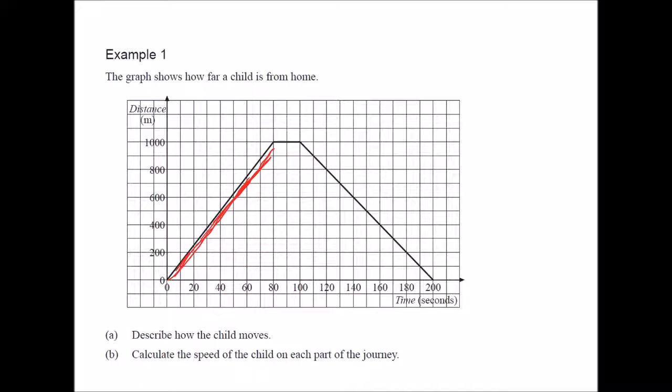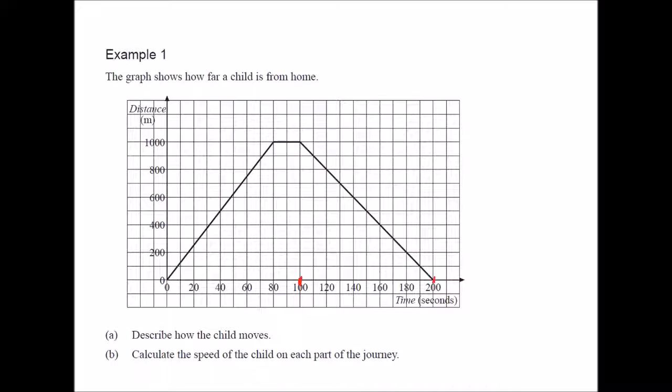Now, the second part of this journey is this horizontal section here. At this point, the child is not moving. The child remains in the same position for 20 seconds and doesn't move. And then the third part of this journey is the return back to the starting point, the return to home. So at this point, from a time here to here, we've got a movement back towards the starting point.